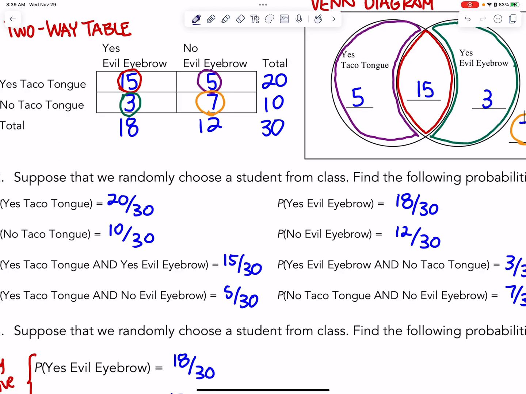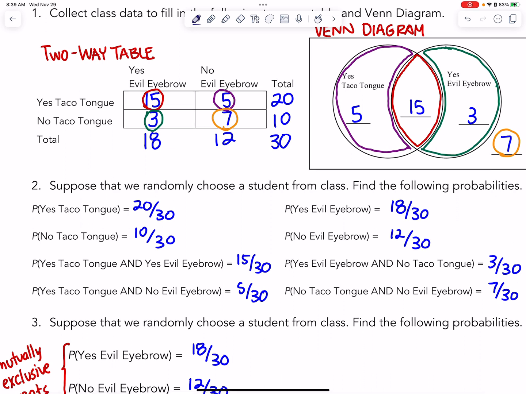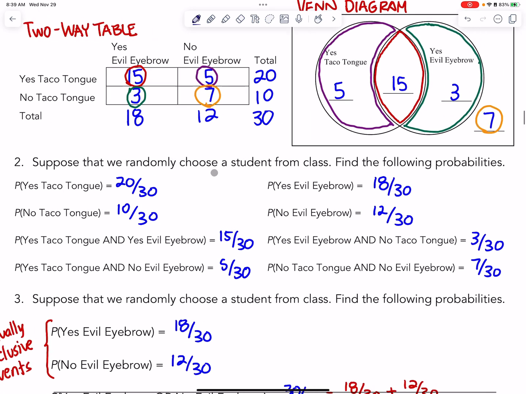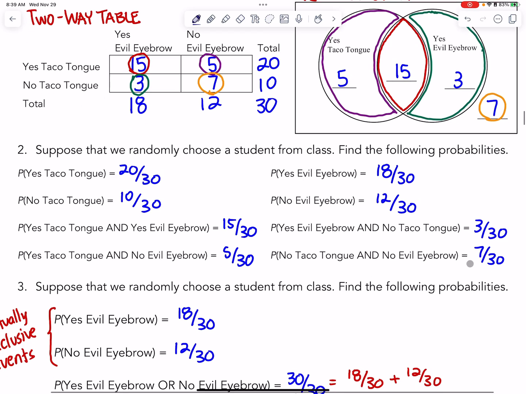If I ask you what's the probability of doing taco tongue, it's just going to be 20 over 30, because I'm looking at a student from the class. So all the students from the class means my denominator is going to be 30. Each of these has a denominator of 30, and I look for taco tongue, no taco tongue, which is 10 here on the margin, evil eyebrow, which is 18 over here on the margin, and no evil eyebrow, which is 12 right here. This one is asking for an overlap, but it's still out of the class, so we're still out of 30. So taco tongue and evil eyebrow: each of these has 15, and 5 in the purple one, 3 is the green one, and 7 is the yellow one.